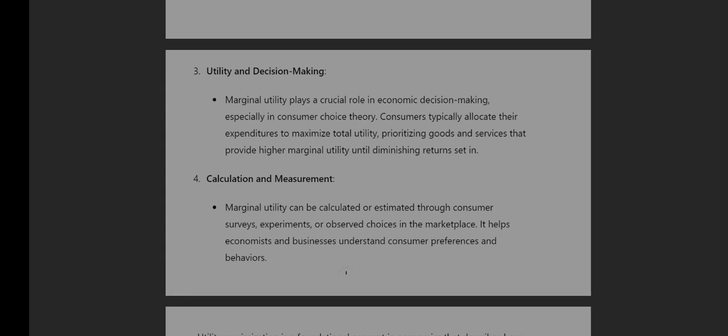Utility and decision making. Marginal utility plays a crucial role in economic decision making, especially in consumer choice theory. Consumers typically allocate their expenditures to maximize total utility, prioritizing goods and services that provide higher marginal utility until diminishing returns set in. The calculation and measurement. Marginal utility can be calculated or estimated through consumer surveys, experiments, or observed choices in the marketplace. It helps economists and businesses understand consumer preference and behaviors.